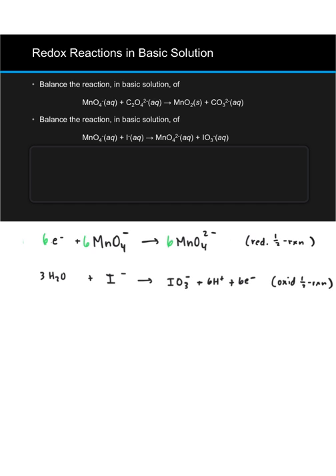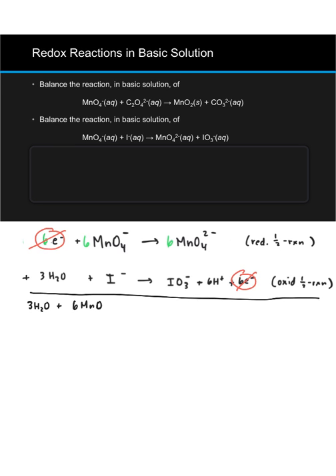We add these 2 half reactions together, get rid of anything that's the same on both sides of our reaction arrow. 6 electrons go away. Everything else is unique, so we'll be left with 3 water molecules reacting with 6 MnO4 minus and iodide to make 6 MnO4 2 minus, iodate, and 6 H plus.